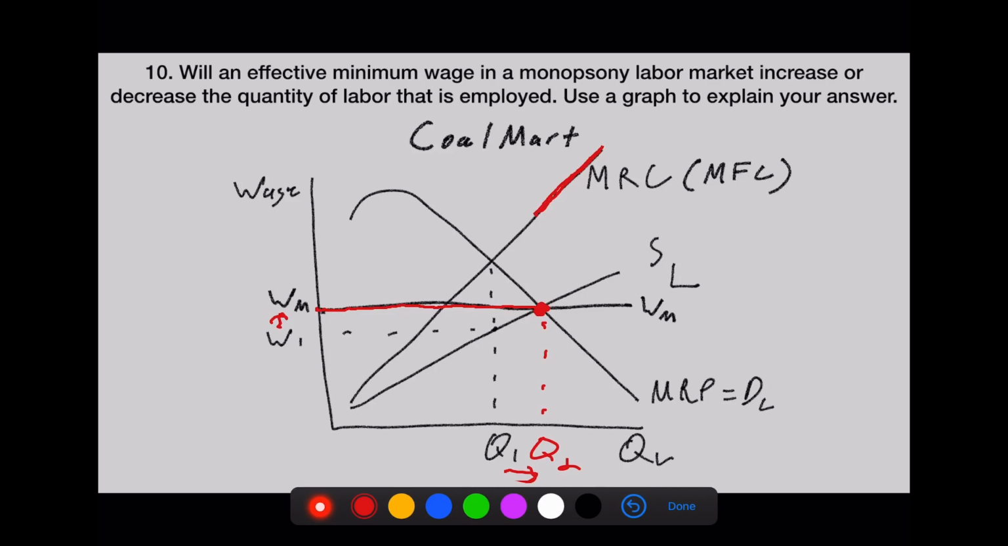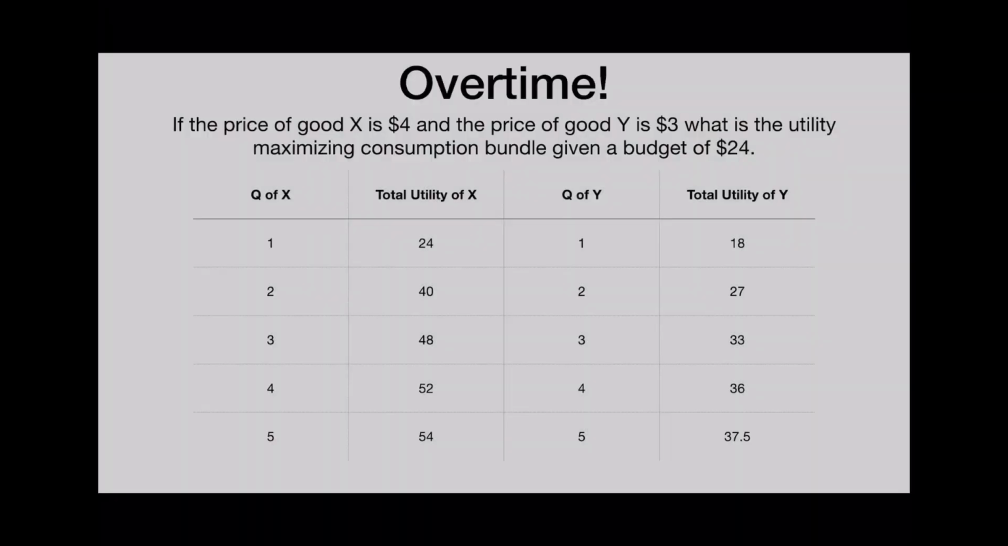Okay, time for the bonus question. Overtime, utility maximization. You got your budget, your prices, pause the video, answer the question, how much are we going to buy? Okay. Let's go through this.